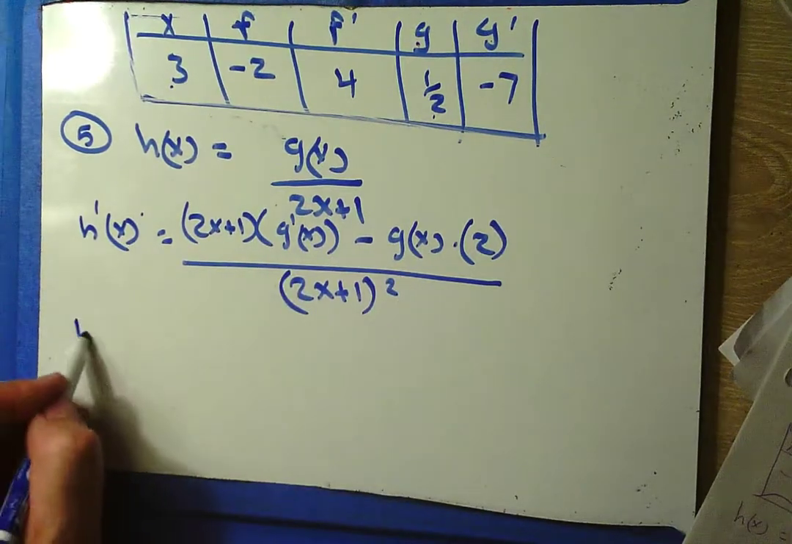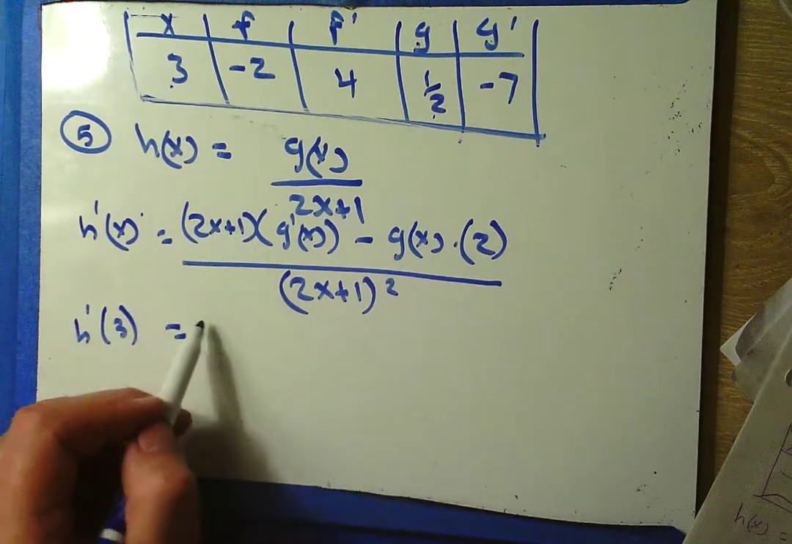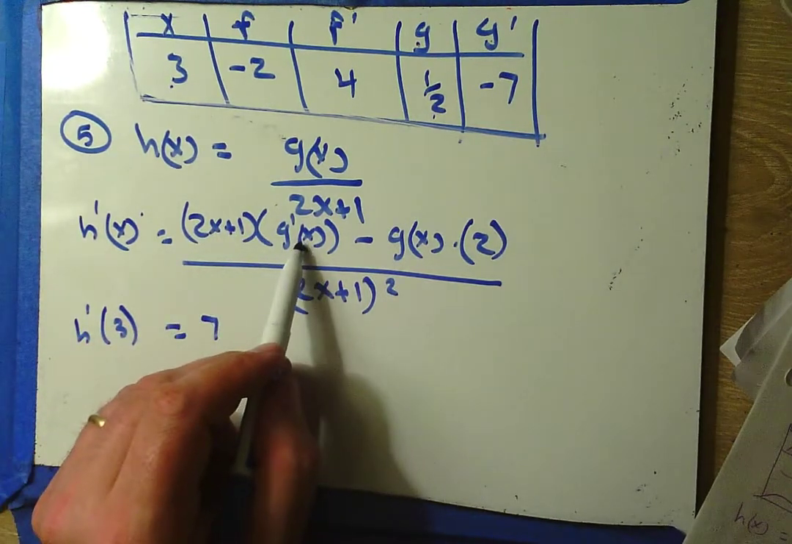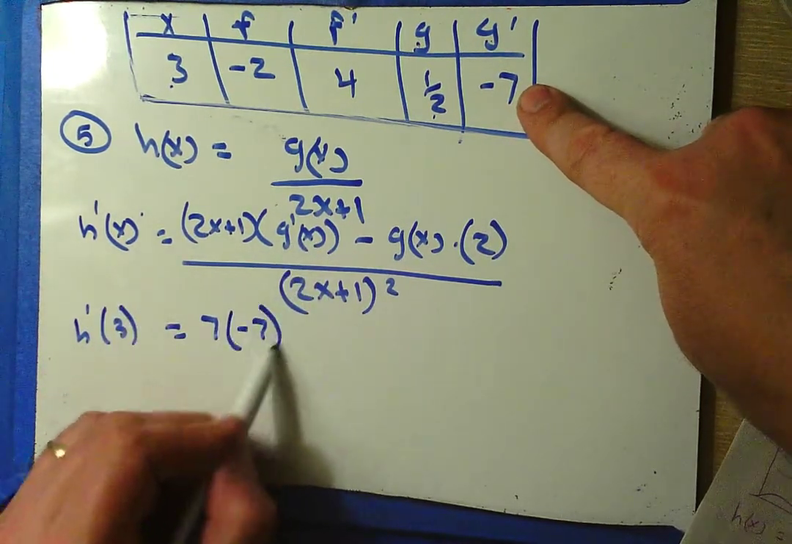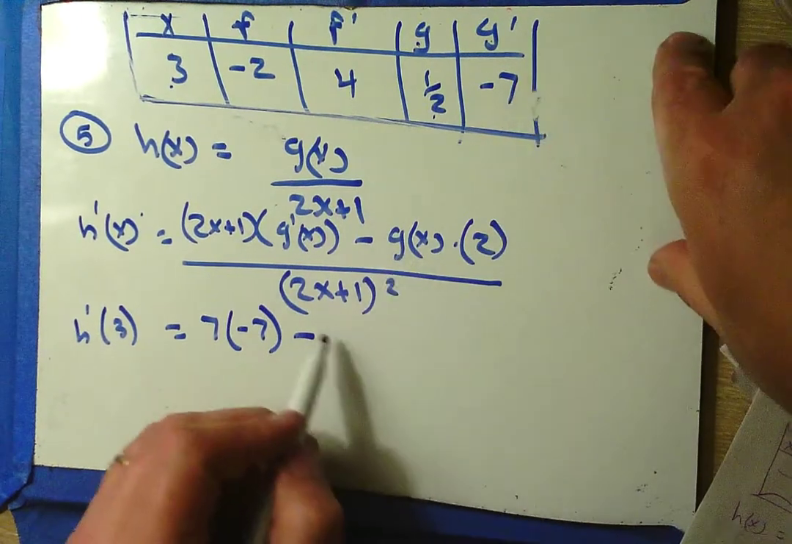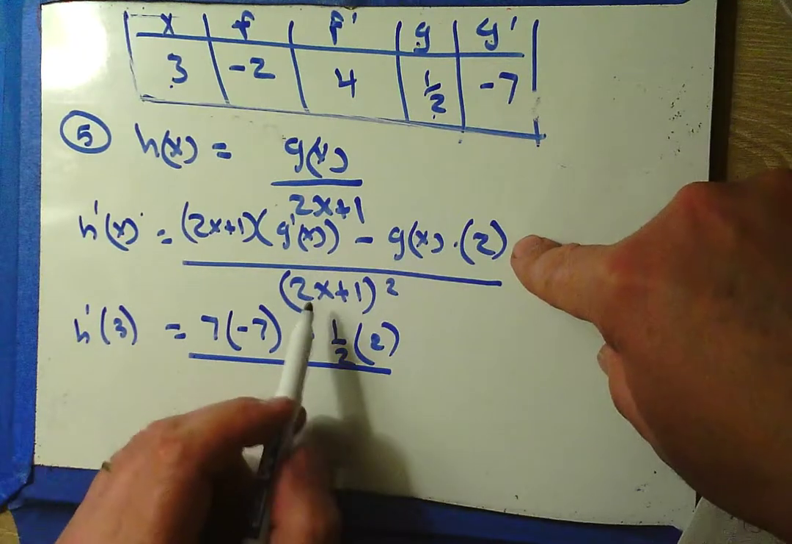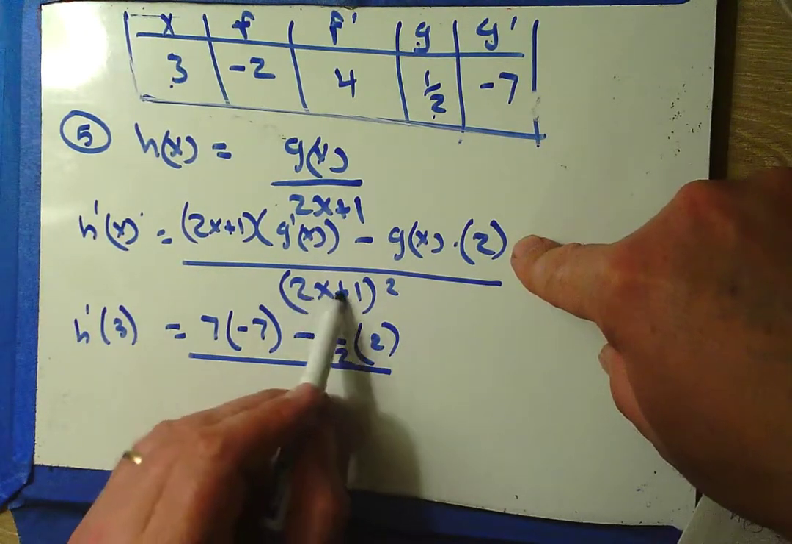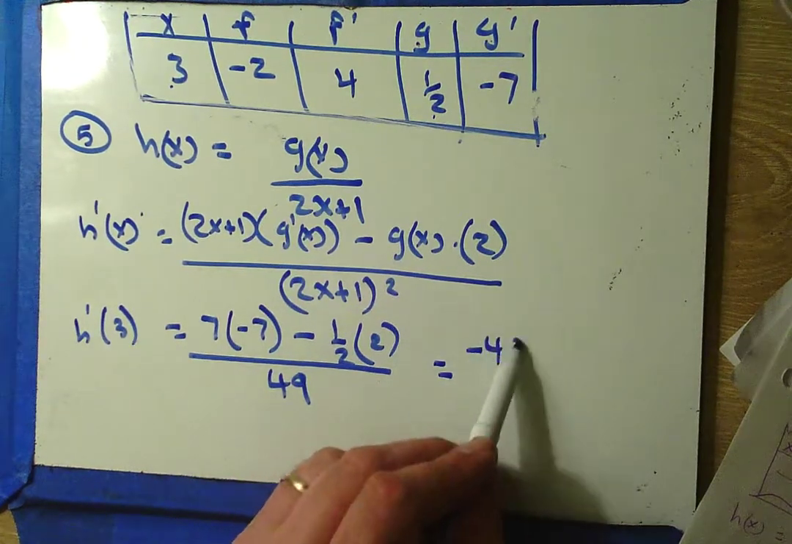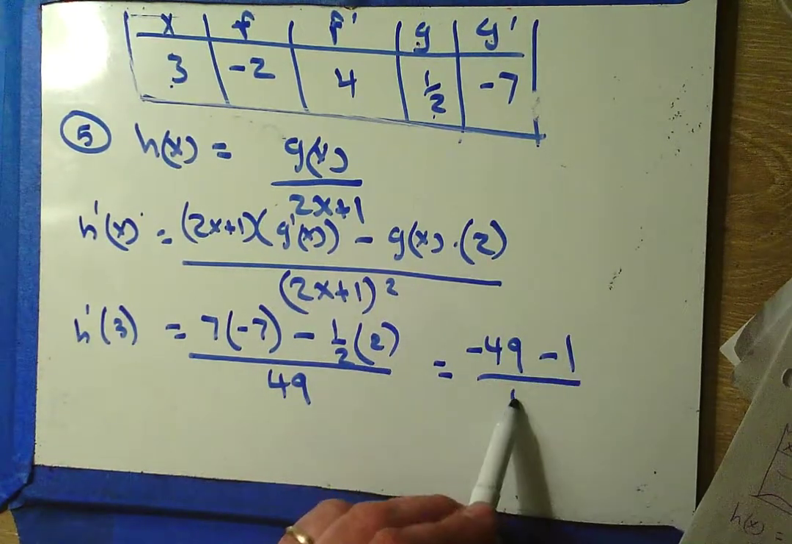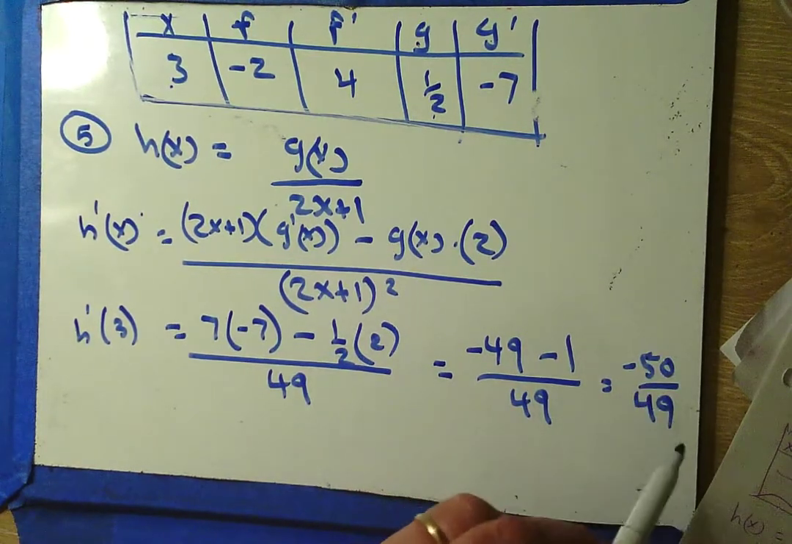squared. So h prime of 3 then will be 2 times 3 is 6 plus 1 is 7 times g prime of 3. G prime of 3 is -7 minus g of 3 is 1/2 times this 2 all over 3 times 2 is 6 plus 1 is 7. 7 squared is 49. So we have -49 minus 1 over 49, which is -50 over 49.